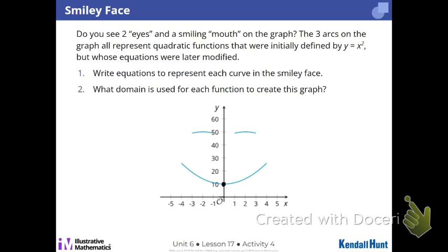And my vertex is (0, 10). So in vertex form or whatever form, I'm taking my x squared and I'm shifting it up 10 is all I'm doing. x squared plus 10.